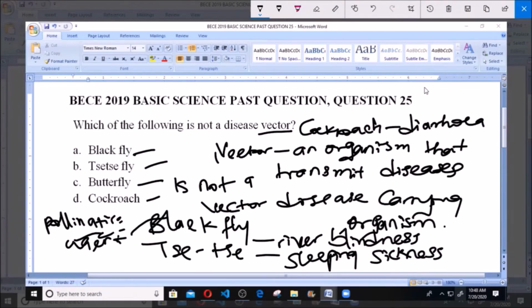So from this you see that black fly is a vector that causes river blindness. Fly is a vector that causes sleeping sickness. Butterfly is not a vector, it is a pollinating agent. And D, cockroach causes diarrhea, dysentery. So from our options you see that C is our answer, which is butterfly. Butterfly is not a disease vector.